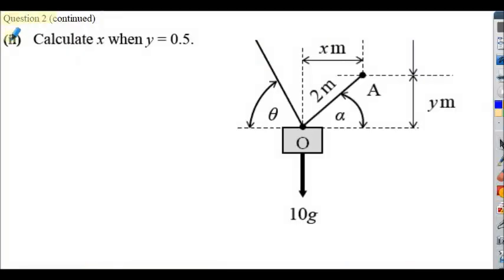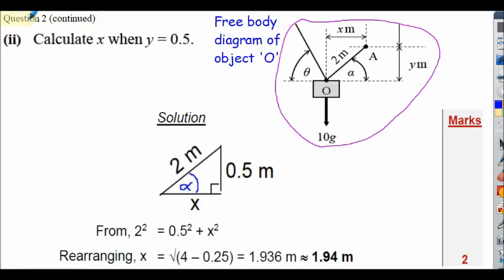Question 2 part 2, we've now got to calculate the value of x when y is equal to 0.5. So we've got to calculate this value, knowing this value. Solution shown on the following slide. Let you review the solution at your own pace. Here's the value of x shown here, calculated using Pythagoras' theorem. Or of course you could use basic trig.